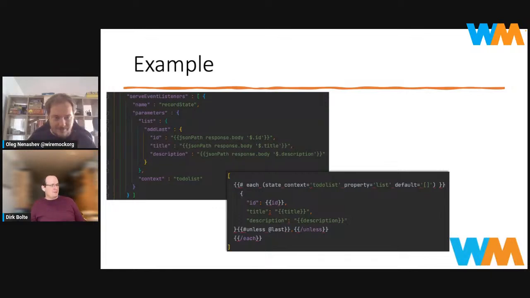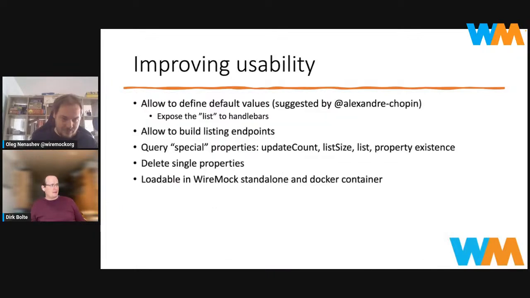So after this request to build something like a queue, there were quite a few more things requested. For example, Alexandre Chopin requested to be able to create default values. So this is the default equals and whatever is behind it that you saw. Previously there were just errors written in the responses, so the request still worked, but the response was not really digestible for any kind of client. Along with that, I also exposed the list property that you saw to Handlebars to actually be able to iterate on it.